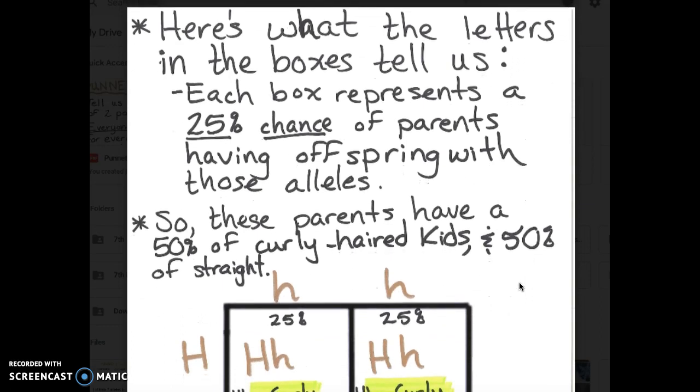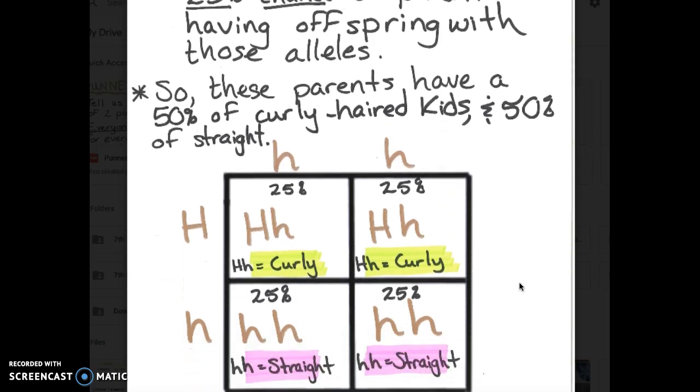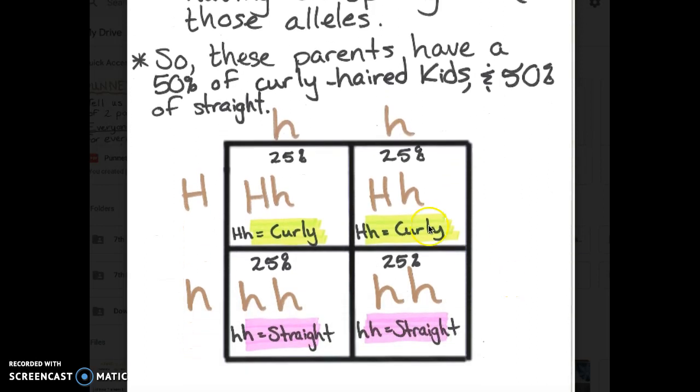So here's what those letters mean in those boxes. Each of the 4 boxes represents a 25% chance of parents having offspring with those alleles. So each box counts for 25. 4 boxes times 25% is all 100%. Okay? So if we look at this combination, the offspring of theirs that got big H, little h are going to have curly hair. And the offspring of theirs that get little h, little h are going to have straight hair. So these parents have a 50% chance of kids with curly hair and a 50% chance of kids with straight hair. Okay?